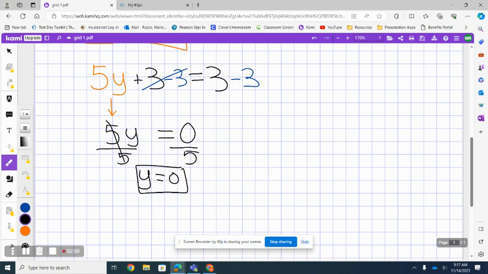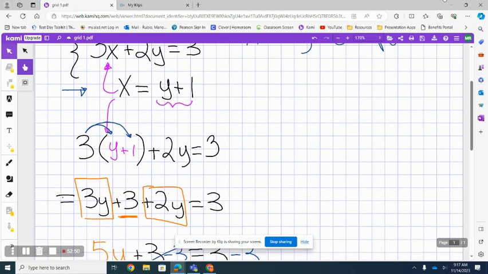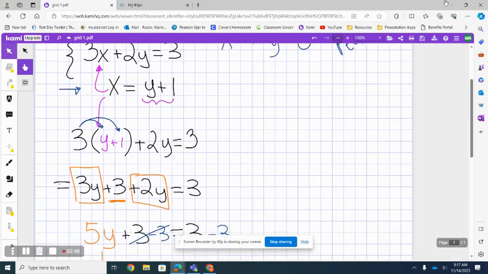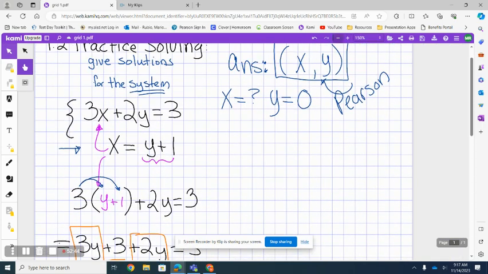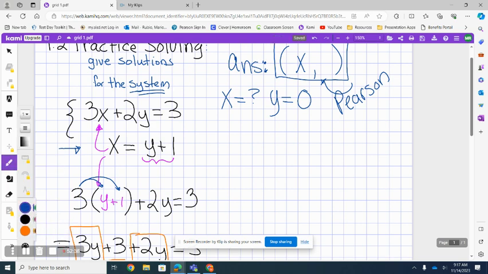But are we done? What do we need for the answer? X. We need x and y. Okay. So let's go back here. We found y equals 0. So part of our answer here is y is going to be 0. So I can already just delete that. Put 0. Now what I need to do with that y is come back and plug it into this equation.